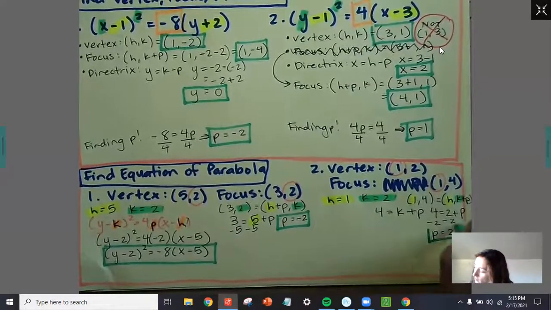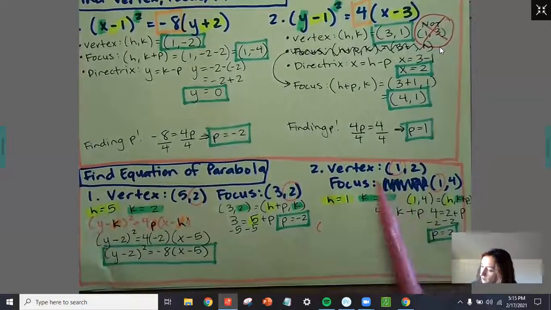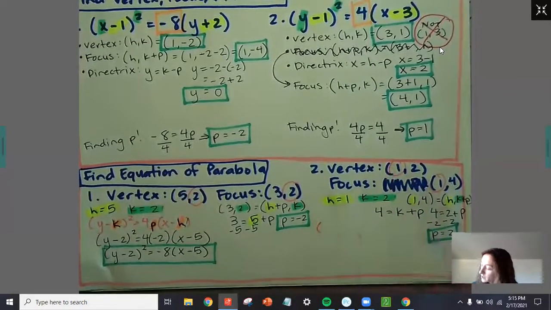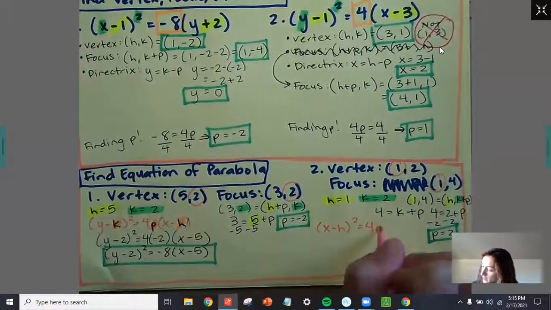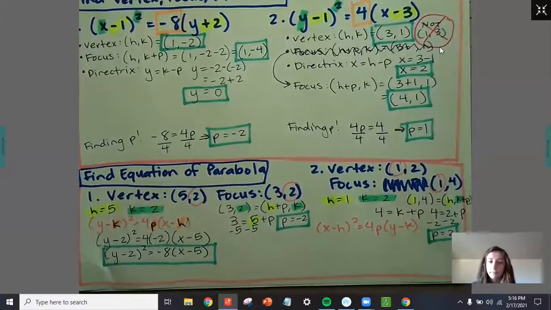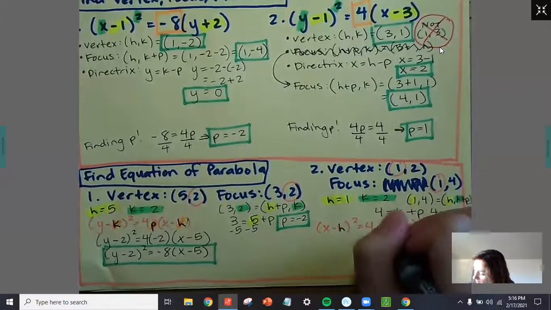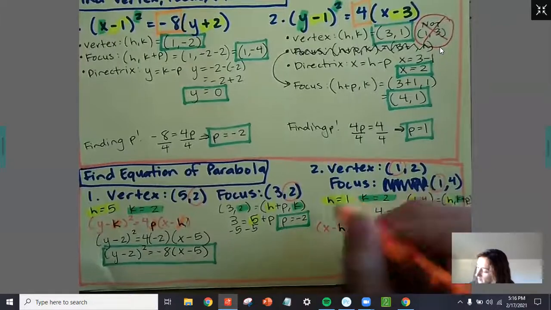All right, now that we know p equals 2, we actually have all the information that we need. We have our h, k, and p value. I do need to write out this equation that we're going to be using. And again, we're going to be using the first set because we had the x's here. So it's going to be x minus h squared equals 4p times y minus k. All right, so let's plug in our values. And we're only plugging in the 3 here. So let me just do some highlighting.